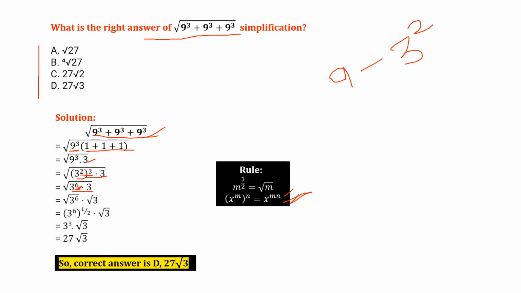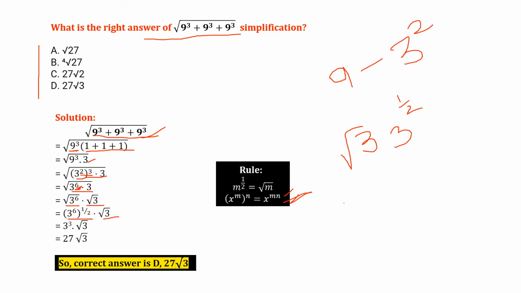Then we also have the root. So we can break down root of 3 power 6 into root 3. And we know that if we have a root, suppose we have root 3, we can write root 3 as 3 power half. So we did the same thing here. We write 3 power 6 power half, into root 3.